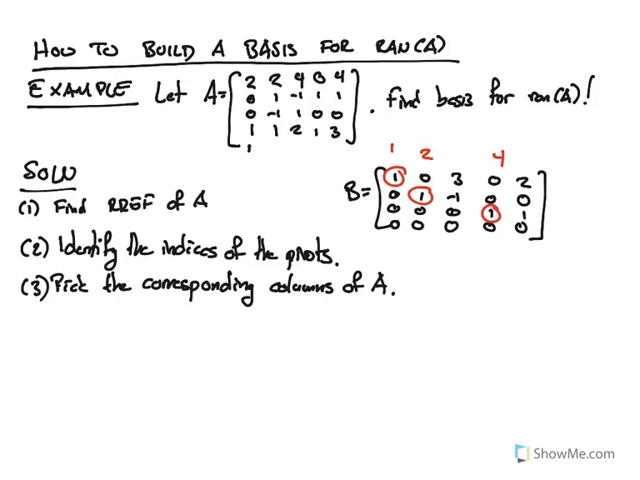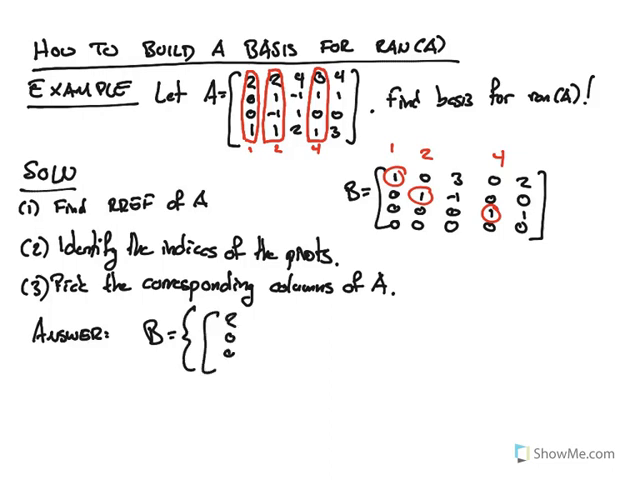So we want to pick column 1, column 2, and column 4. So that's this vector, it is this vector, and it is this vector. Now the answer is simply the basis consists of the vectors 2, 0, 0, 1, 2, 1, minus 1, 1, and 0, 1, 0, 1.